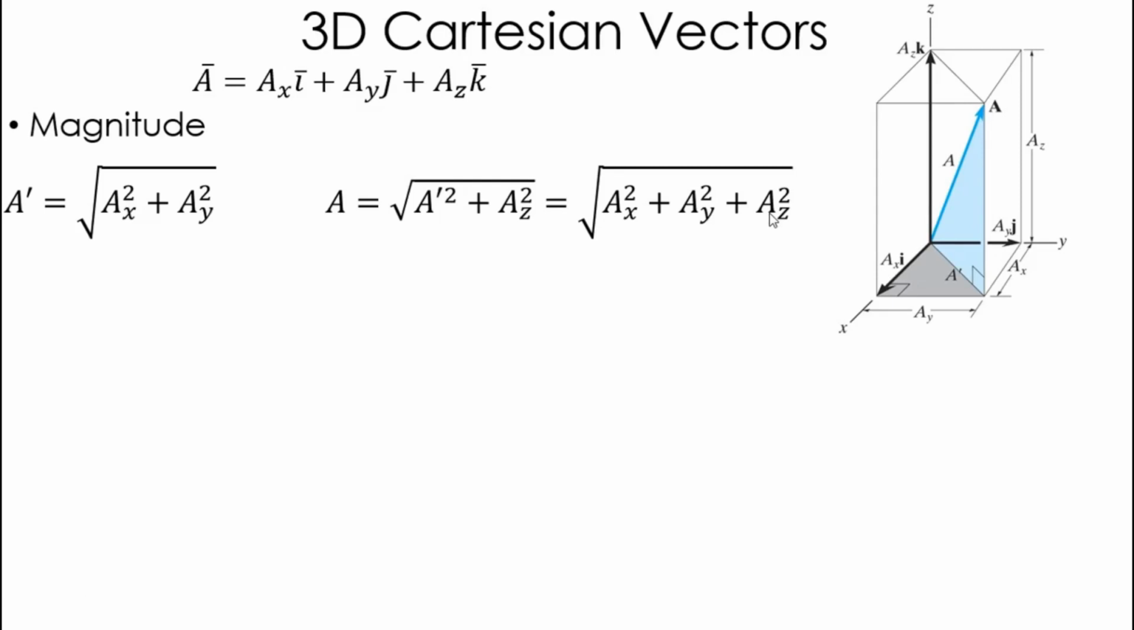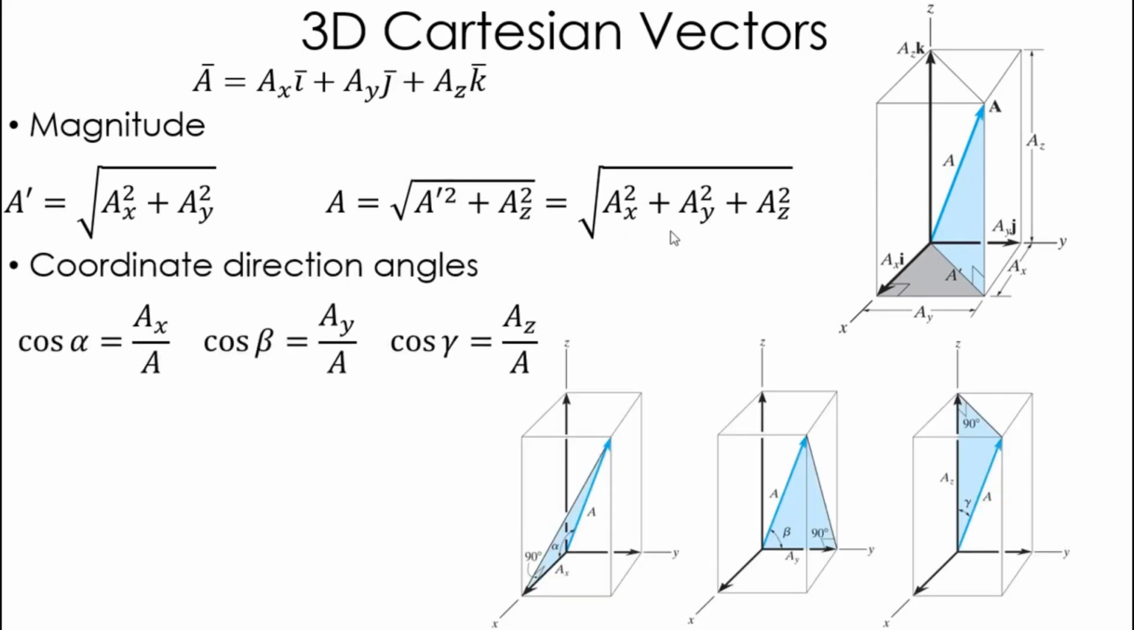I oftentimes refer to it as the square root of the sum of the squares because that's what holds true in 2 dimensions, 3 dimensions, and really mathematically 4 or 5 or an infinite number of dimensions. We'll never go more than 3 dimensions. I call it the square root of the sum of the squares. That's how we find the magnitude of any vector.